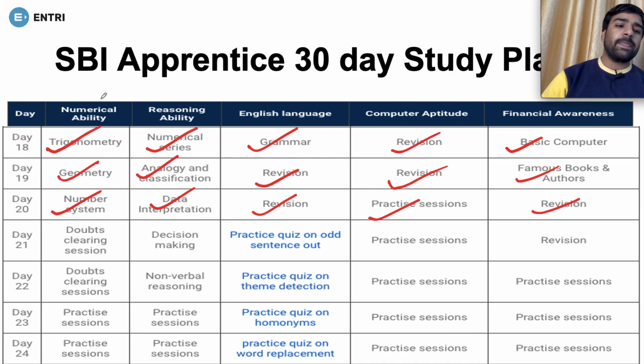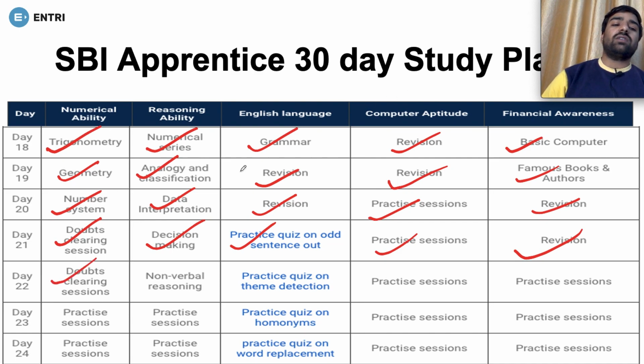That is important. On day 21, you can go with the doubt clearing session, decision making from the reasoning section. You must go with the practice quiz on odd sentence out, practice as already told you on the computer part, and revision from financial awareness.